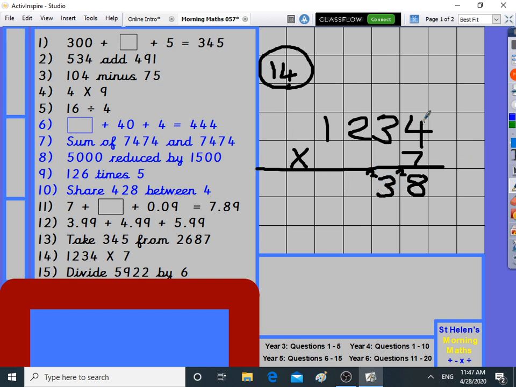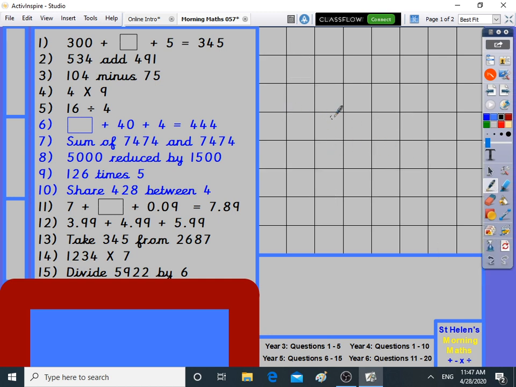Have I done this right? 7 times 4, 28. 7 times 3, 21. Plus 2, 23. Okay. 7 times 2 next. 14. Plus 2, 16. 7 times 1, 7. Plus 1, 8. Okay. Times makes things bigger. 1,234 has got a lot bigger. Times is very powerful when it comes to making things bigger. Just go over it quickly. Make sure it's all right. Make sure you've got all the workings copied down while I'm doing that. And we'll move on to question 15.